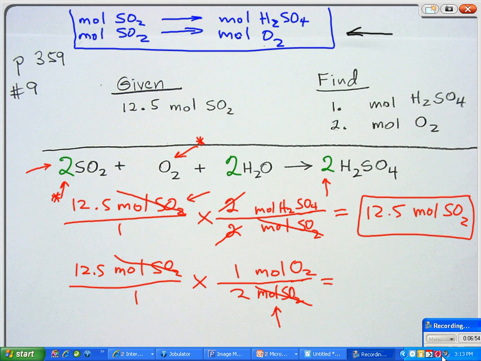And so in the second problem, instead of just carrying this number over into our answer, we have to divide by 2. And when we do that, we get 6.25. So 6.25 is our moles of O2. Oops, I just wrote the wrong thing there. Let's get that fixed: moles of O2. And now we've got ourselves the answer there, and let's circle that up, and we've done that problem.